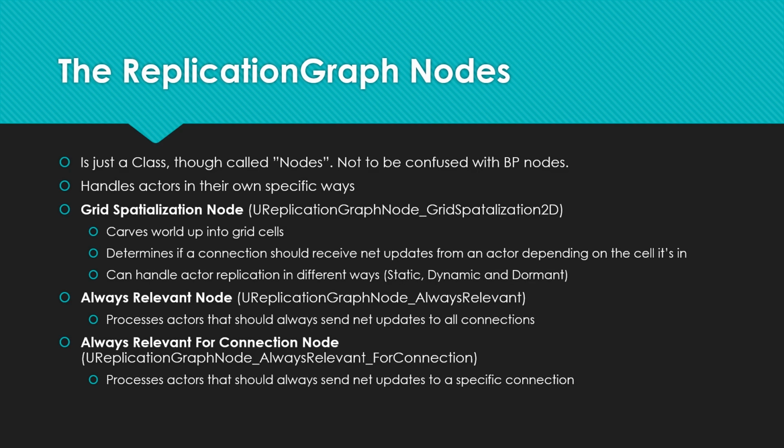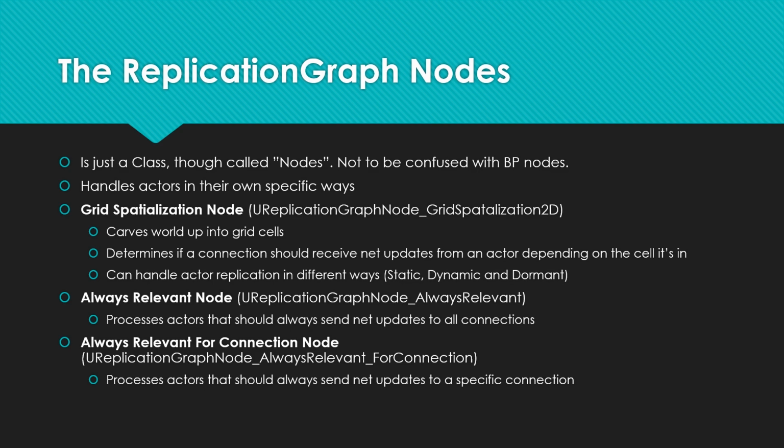And some of the standard nodes that come with the engine, probably the most important one is the grid spatialization node. And what it does is it carves the map up into these different grid cells. And it determines if a connection should receive net updates from an actor depending on the cell that they're in. So if it's in a cell that's very far away from the connection, it should probably not receive updates from that cell. And you can specify the cell size, of course, and stuff like that. And it can handle actor replication in different ways. So again, we come back to the static, dynamic, and dormant state.